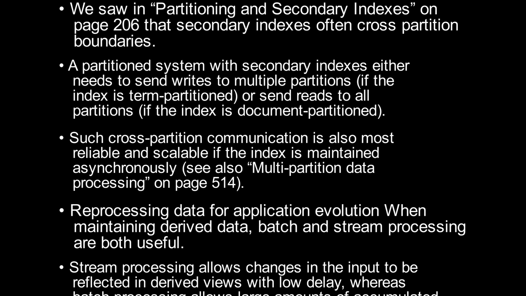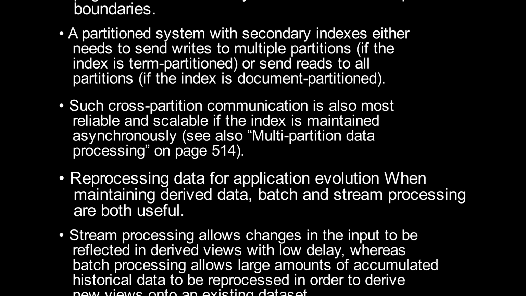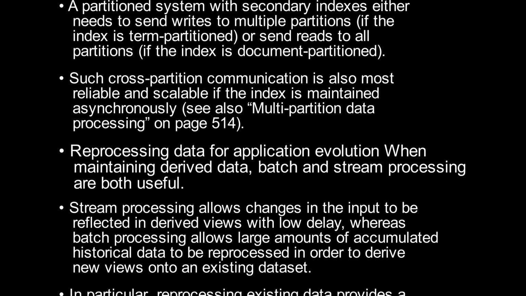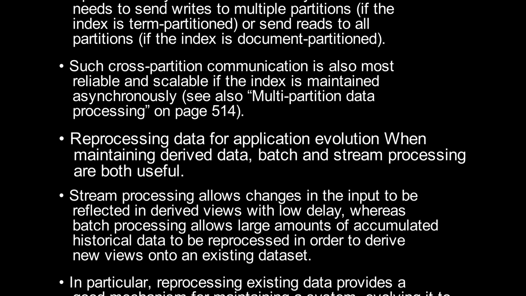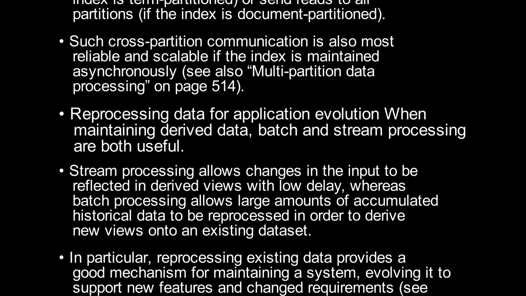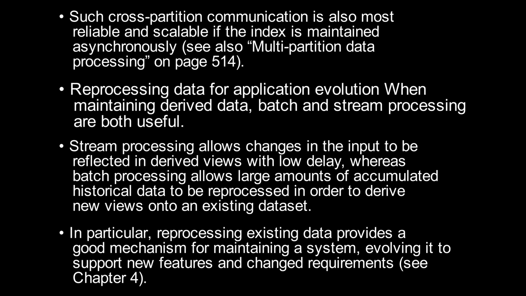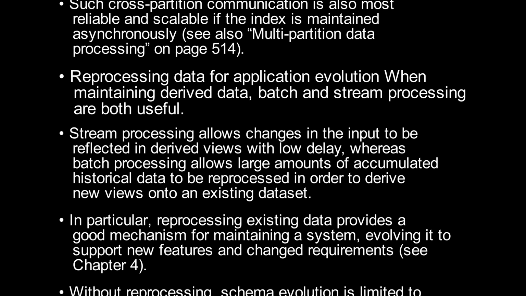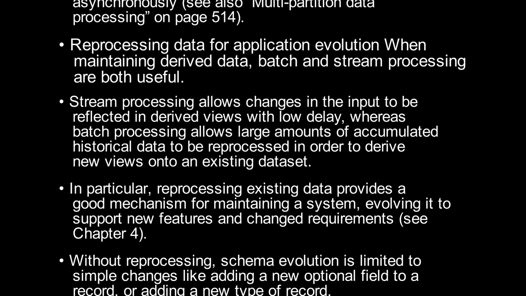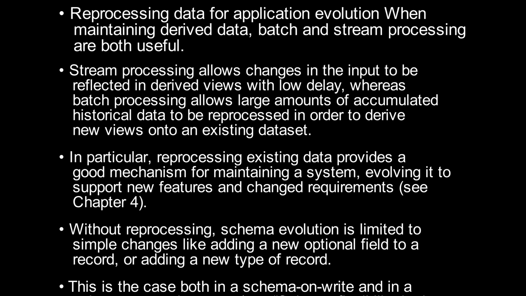Reprocessing data for application evolution. When maintaining derived data, batch and stream processing are both useful. Stream processing allows changes in the input to be reflected in derived views with low delay, whereas batch processing allows large amounts of accumulated historical data to be reprocessed in order to derive new views onto an existing dataset. In particular, reprocessing existing data provides a good mechanism for maintaining a system, evolving it to support new features and changed requirements. See Chapter 4.